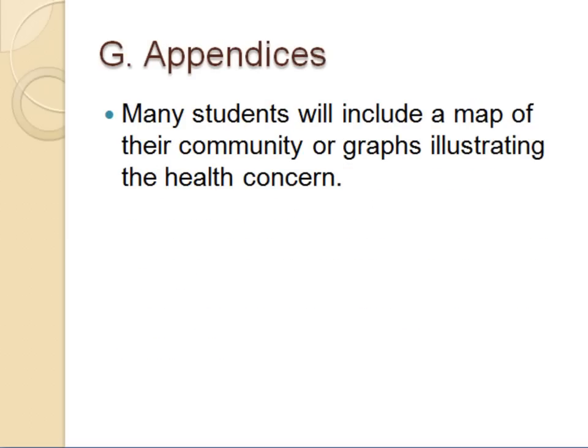Section G is the appendices. Many students will include a map of their community, and that really helps show the evaluator where you're coming from and kind of gives them that visual. You can also include graphs or charts that illustrate the health concern. Those are just a few ideas. You may come up with others that might be effective in giving the evaluator more knowledge related to your community.